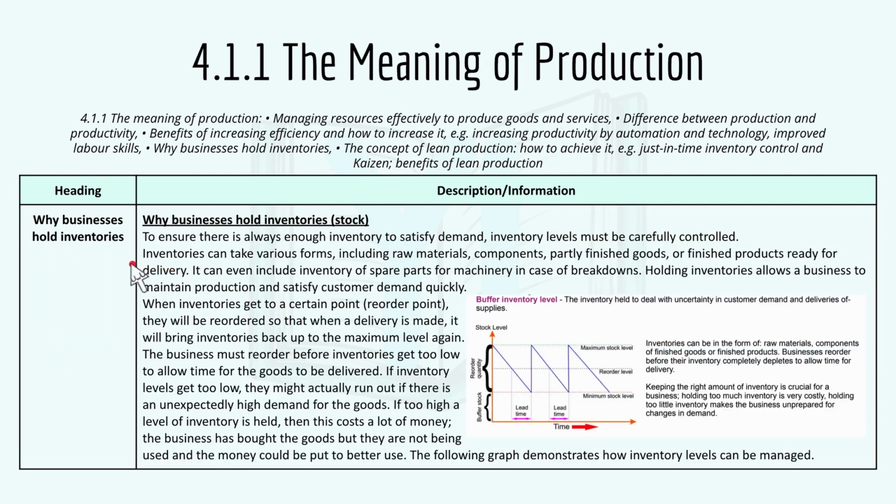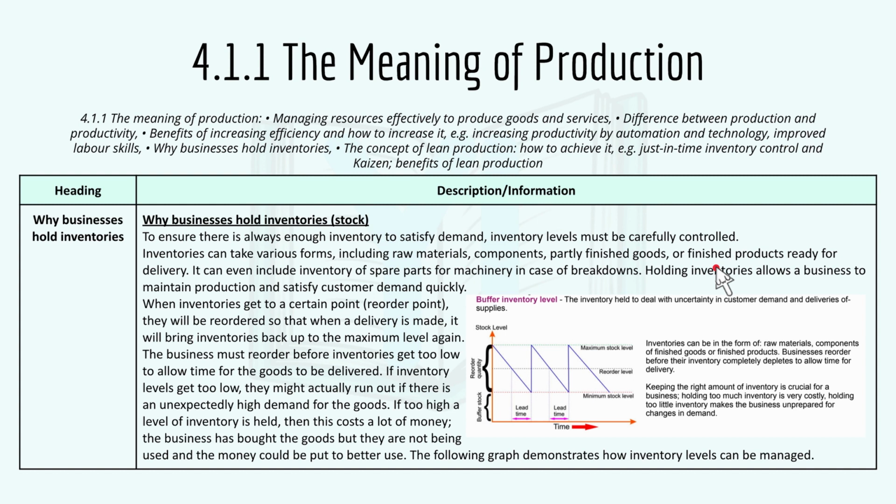Then we have why businesses hold inventories. Inventories is basically stock, and I'll skim through this. To ensure there's always enough stock or inventory to satisfy demand, inventory levels must be carefully controlled. Inventories can take various forms, including raw materials, components, partly finished goods, or finished products ready for delivery. It can even include inventory of spare parts for machinery in case of breakdowns.